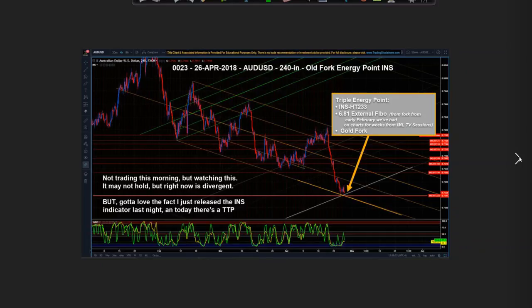Another triple energy point. This was fairly recently, 26th of April. Harmonic targets. That's the harmonic target 233. Right there. The gray line is a warning line. Check this out. At the 6 point, not in 0.68, but 6.8 extension from this fork. So these are huge external Fibo. Look at that fork way up there. Oh, price has left it. I guess it's no good anymore. $6.81 out. Pitchfork, harmonic target, triple energy point.